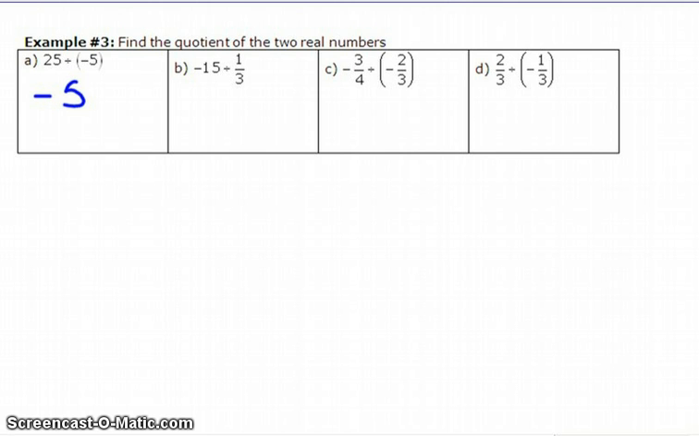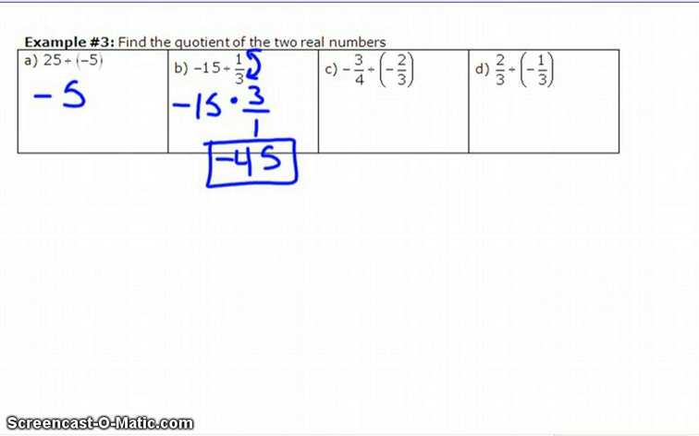Now here, negative 15 divided by 1/3, this is going to be hard to divide. So instead of dividing by 1/3, I can multiply by its reciprocal. Remember, reciprocal means you flip it around. So I'm going to multiply by 3 over 1. Well, 3 over 1 is just 3. 15 times 3 is 45, and my answer is going to be negative.